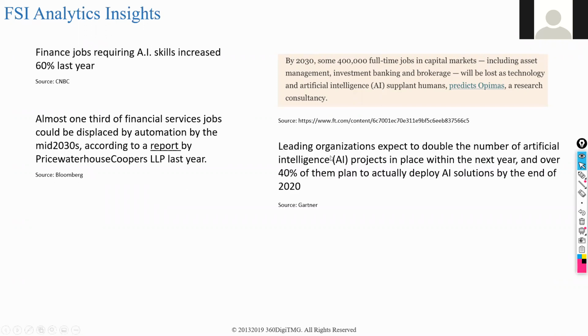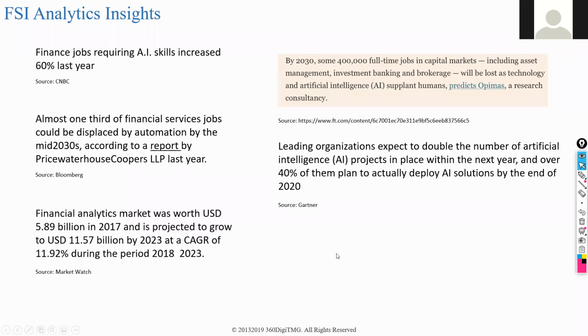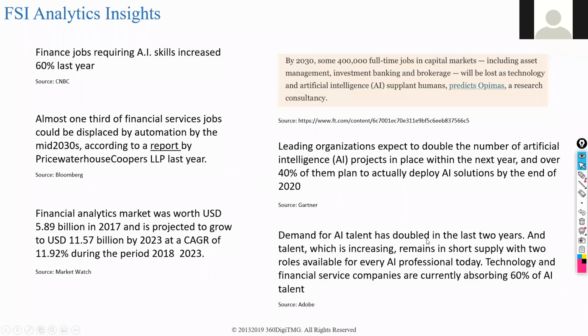And Gartner says that leading organizations expect to double the number of artificial intelligence projects within the next 1 year. Wow, right? Though that's 2020 data, that's an interesting insight to look at. Financial analytics market by 2023 would have reached $11.57 billion. That's huge. And demand for AI talent has doubled in the last 2 years. Who is saying this? Adobe. So these are a few things that should certainly motivate you all in pursuing this financial analytics. Now, I'll talk about a few of the applications of financial analytics.